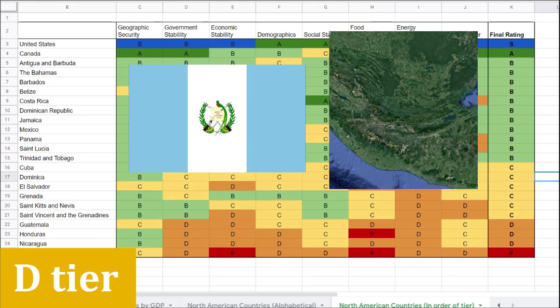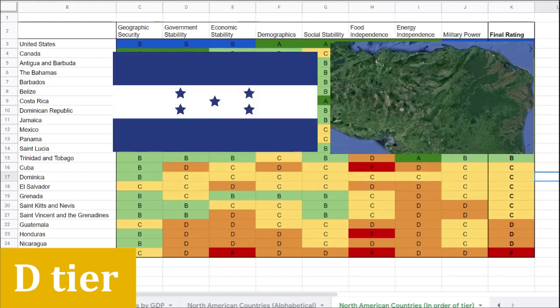Military power is C. Okay. All that is pretty self-explanatory. Not much to say there, except the fact that Guatemala is our first D-tier nation. Now on to the next D-tier nation, Honduras, another Central American nation.